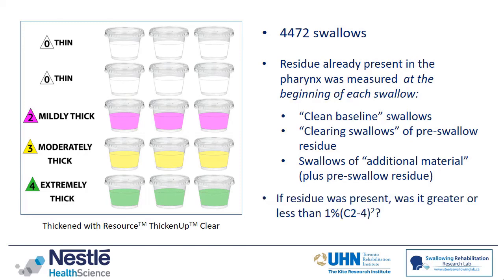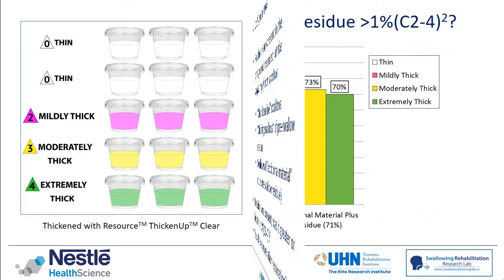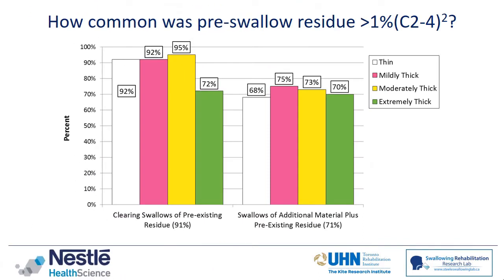If residue was present, we measured it so that we could determine if it was greater or less than that 1% C24 squared reference value. And we looked at whether the rates of penetration and aspiration were different depending on the type of swallow and the amount of residue present. This slide shows you the percentage of the clearing swallows and the swallows of additional material where the residue that was already present in the pharynx was greater than 1% of the C24 squared reference area. You can see that this was the case for 91% of those clearing swallows and 71% of the swallows of additional material.